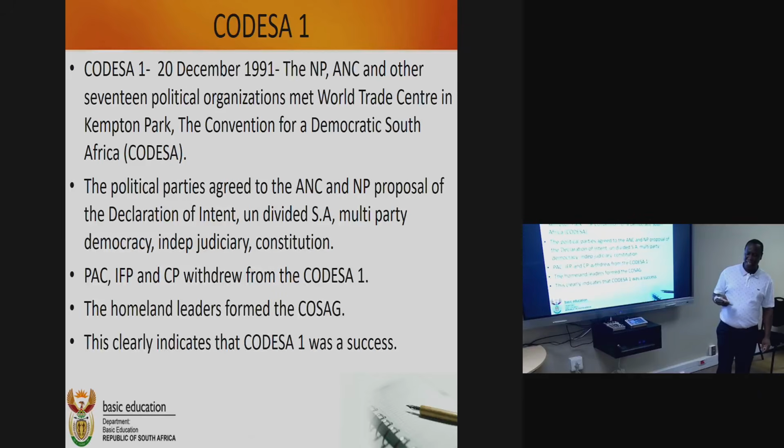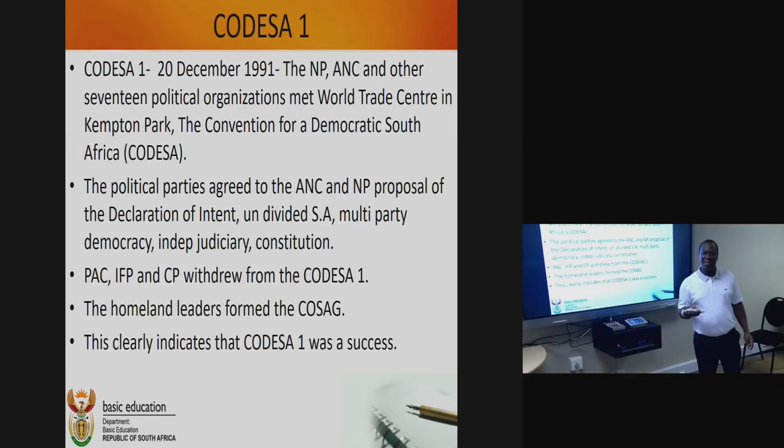Let's look at step number 3, which is called CODESA I. Here, you must note well that it is not only 2 political parties. Political parties now are many. It was on the 20th December 1991. It's the ANC, the National Party, and 17 other political organizations. They met in Kempton Park, in what is known as the World Trade Center. So these negotiations were known as the Convention for a Democratic South Africa I. That is CODESA I.